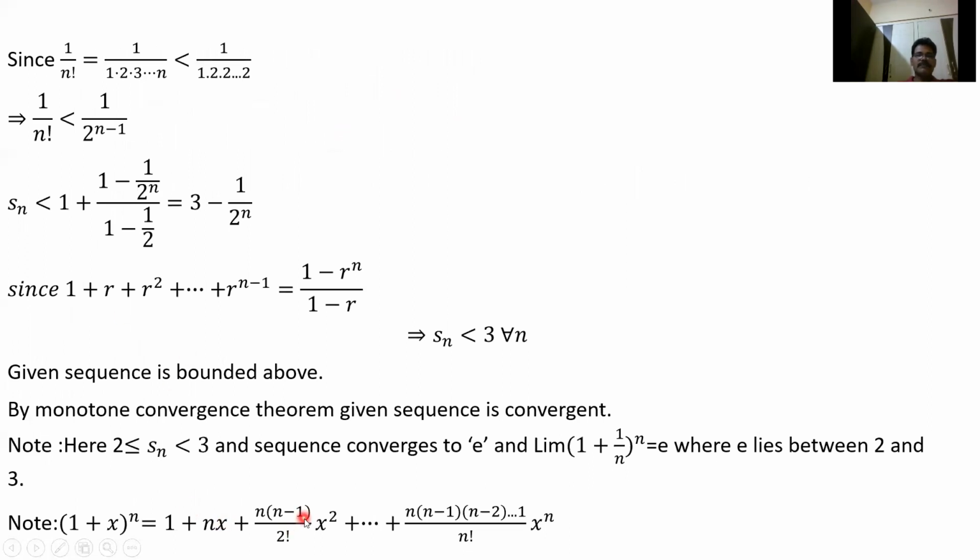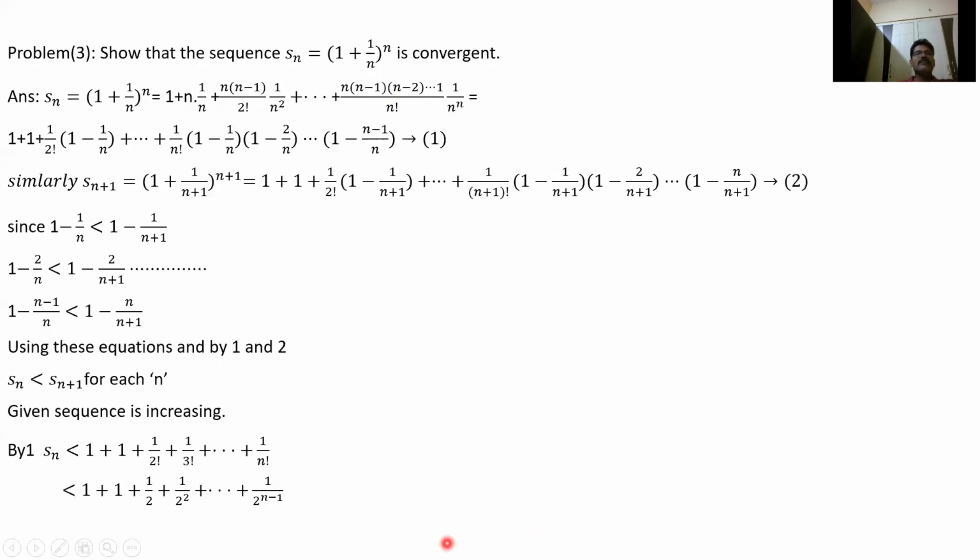1 plus nx, n into n minus 1 by 2 factorial x square, n into n minus 1, n minus 2, and so on, 1 by n factorial x power n. Here 1 plus nx, x is 1 by n. So n will be cancelled, we get 1 plus 1 by n. And the third term, here 1 n will be cancelled. And here 1 by 2 factorial, n minus 1 by n, n will be cancelled, 1 minus 1 by n.